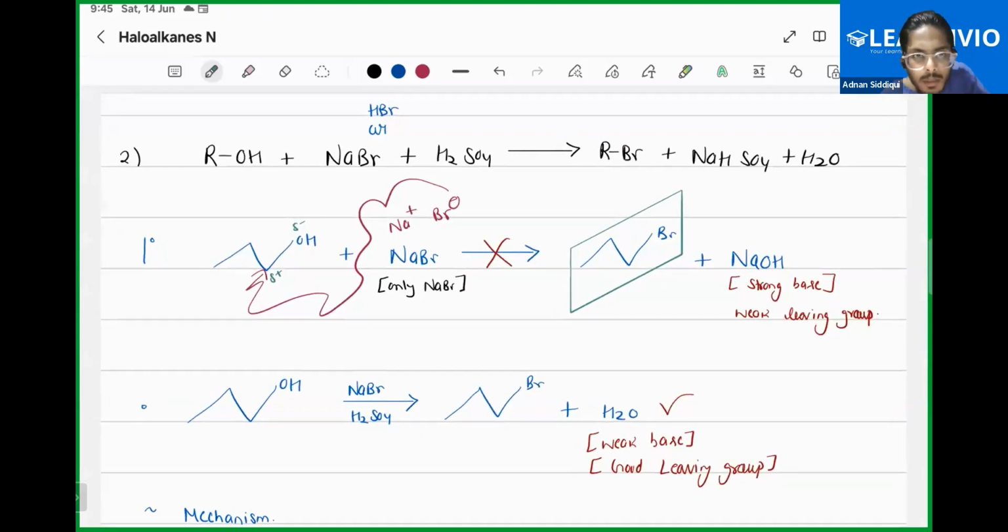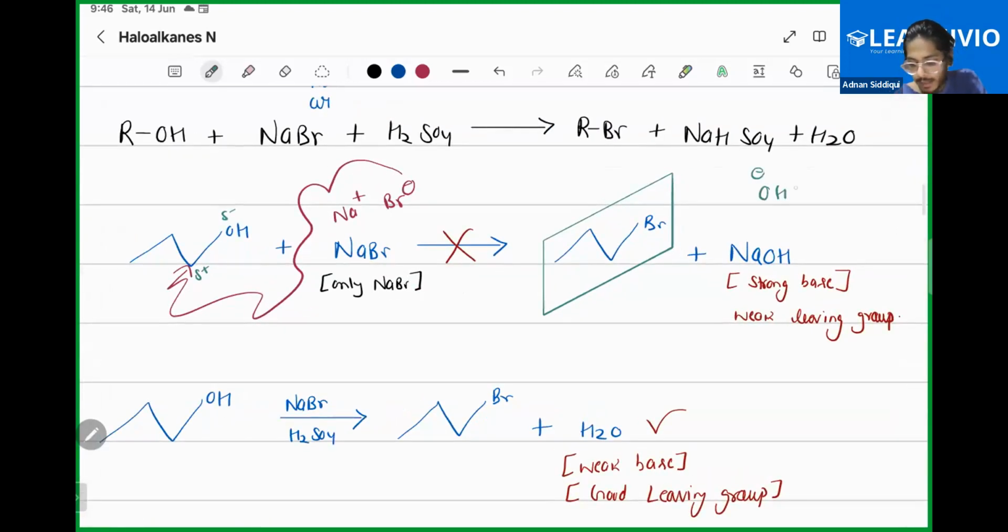Is this clear or should I go again? That is clear. Right. So what is the leaving group? This OH will be removed and this NaBr, they will combine with each other and give us NaOH. Now, this NaOH is a strong base. This is a strong base and we always try the leaving group, the group which is leaving our substrate, we always try this leaving group to be a weak base. If it is a strong base, it will again attack our substrate and give us the initial product. So we always try to get a leaving group which is a weak base.